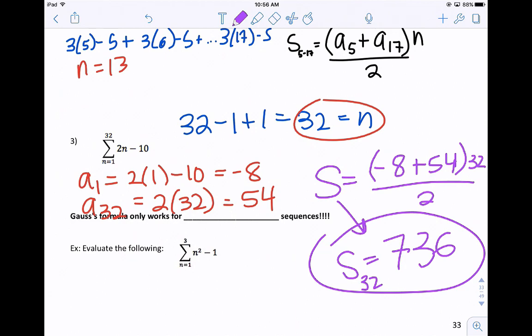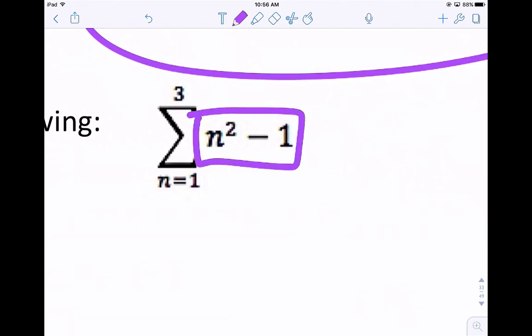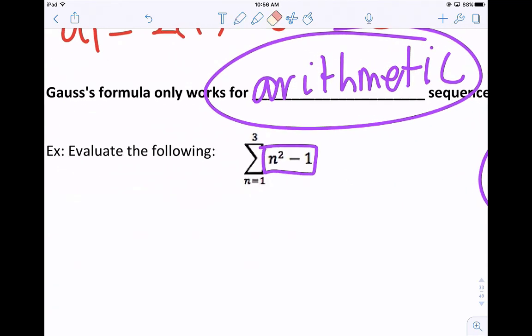Now, Gauss's formula only works if the sequence is arithmetic. That is very important to note because not all sequences are arithmetic. So only if it's arithmetic. So for example, this is not arithmetic, this is quadratic. So if I ask you to evaluate this one, we have to write out all the terms.